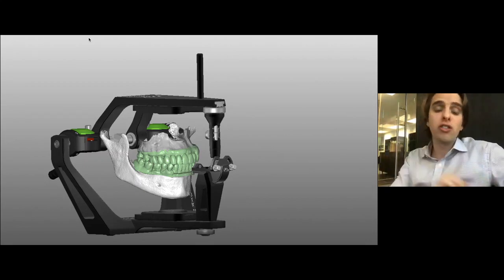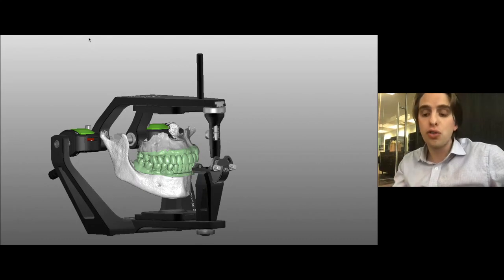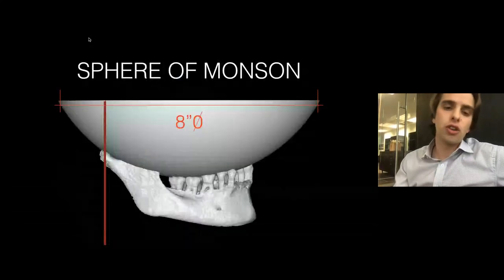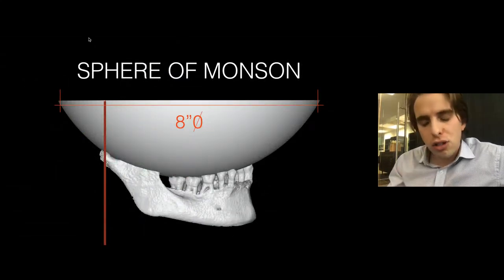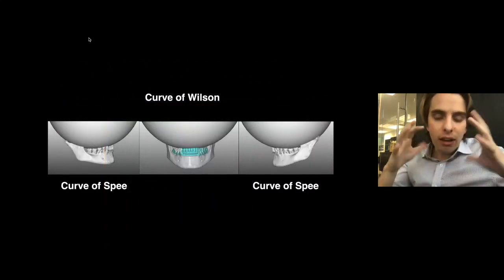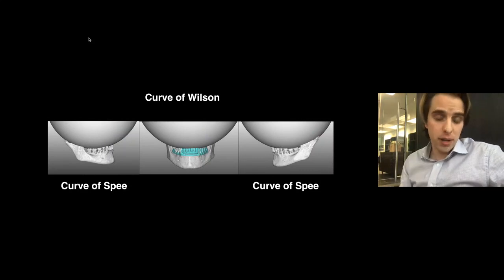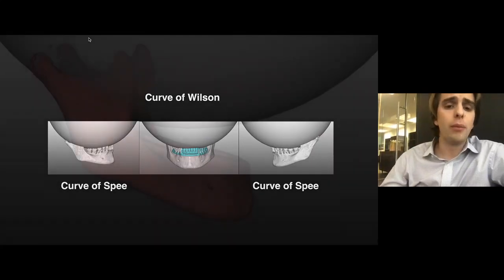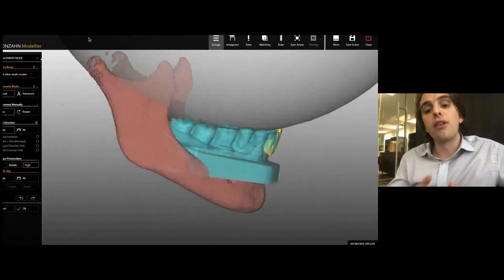So these are all interposed with one another, and they're properly mounted on our virtual articulator with the 3D face scans, and also with the introduction of tried and true reference objects such as the Monson sphere, which, as we know, is more or less 8 inches in diameter. It intersects with the eminence, and it helps us to understand the curve of Spee and the curve of Wilson of the mandible. And we simply have all of these elements together on the screen.